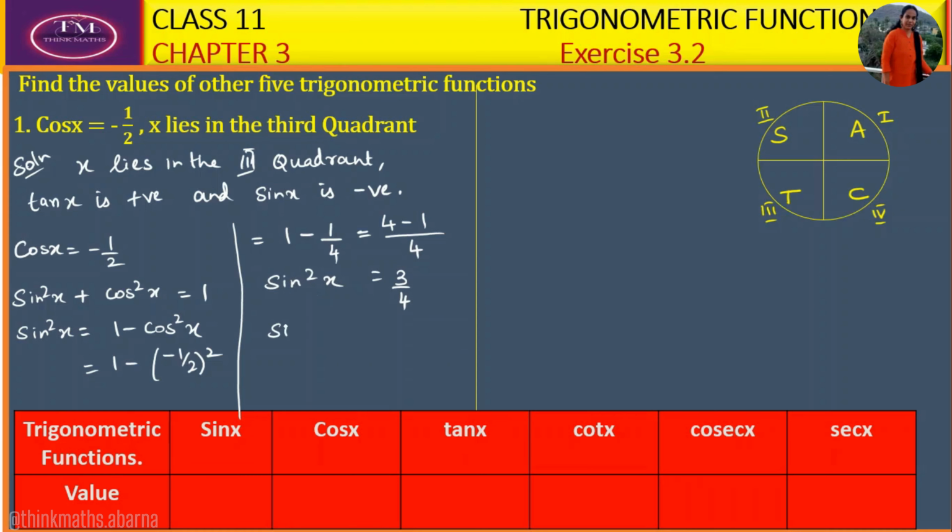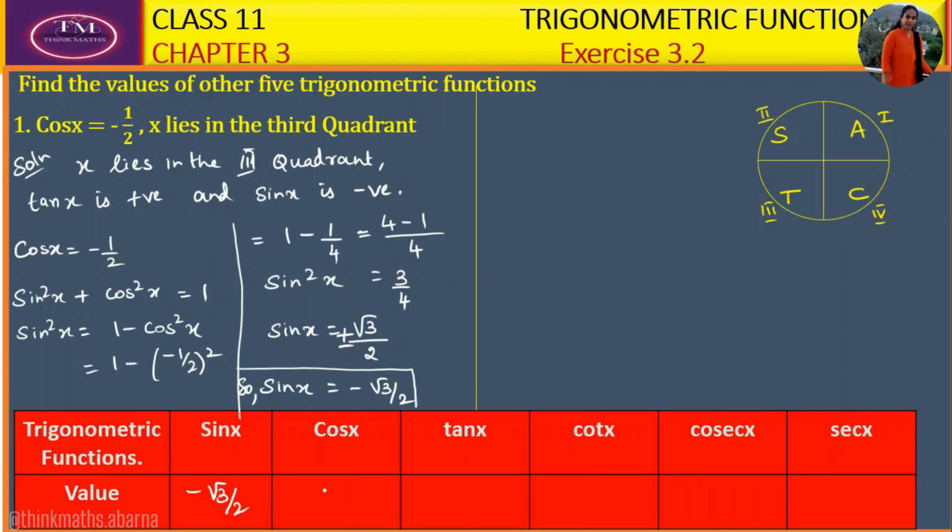What will be sin x? Taking the square root on both sides, the power 2 and root cancel. The root 3 remains as such, the square root of 4 is 2, and we will have a plus or minus sign. Since sin x is negative in the third quadrant, sin x takes the value minus root 3 by 2. So we found sin x. Sin x is minus root 3 by 2.